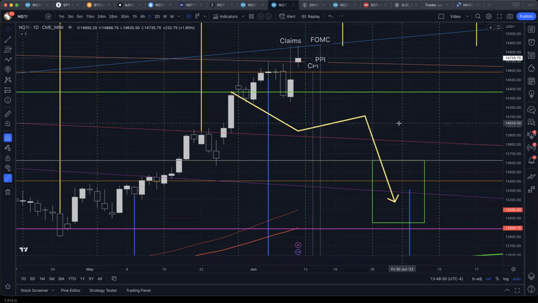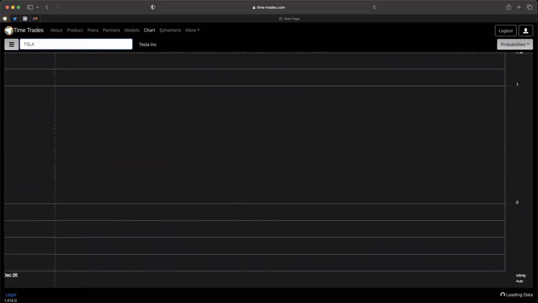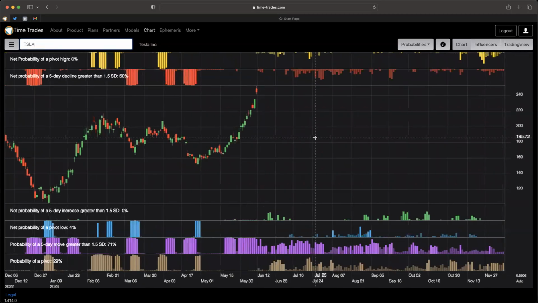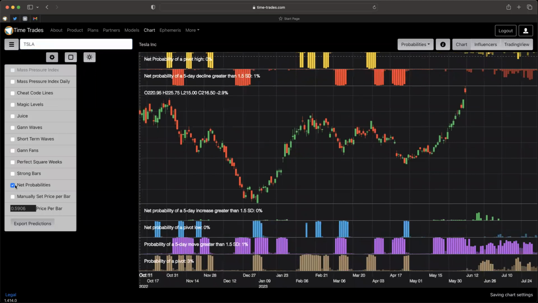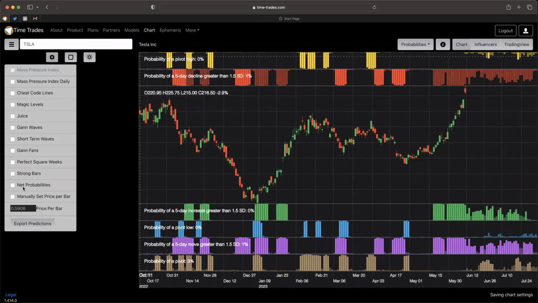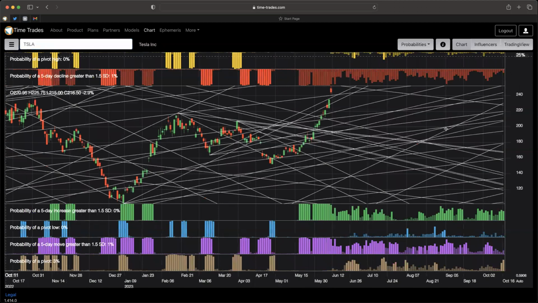With that, we're going to do a quick tour of some other symbols in time trade. So let's go and take a look at Tesla. I want to show you guys something here in Tesla, which is super interesting. So in Tesla, if we turn on Gann fans, and I really like Gann fans, I'm going to turn off net probabilities here first, and I'm going to turn on Gann fans. All right. So Gann fans, to me, is the place to start when you're learning time trades.